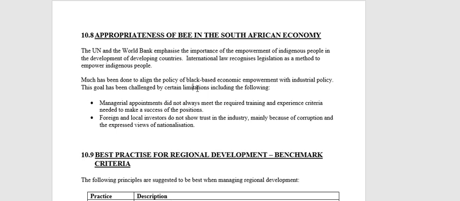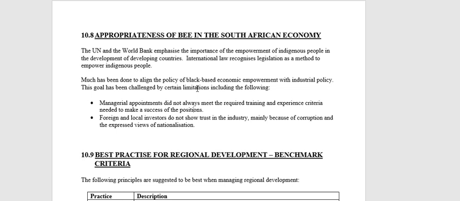Okay, so much has been done in our country to align the triple BEE policy with our industrial policy, but there are certain limitations. First of all, managerial appointments did not always meet the required training and experience criteria needed to make a success of the position.